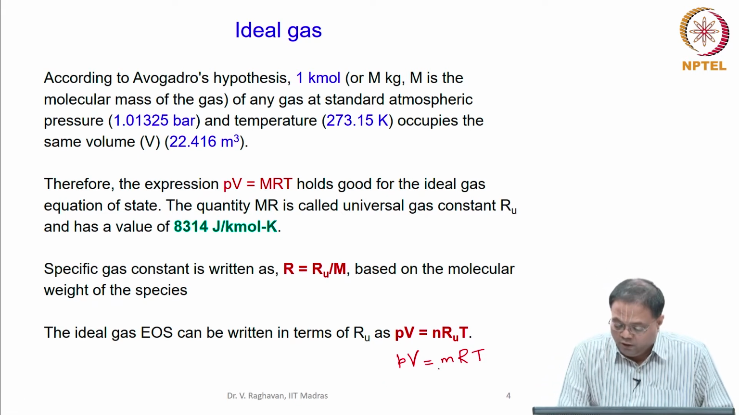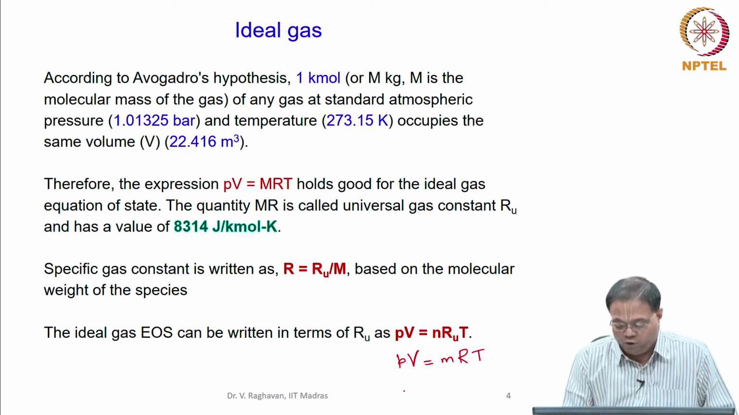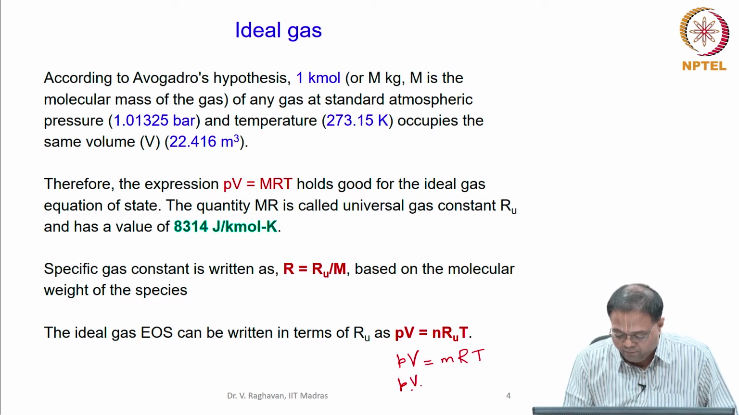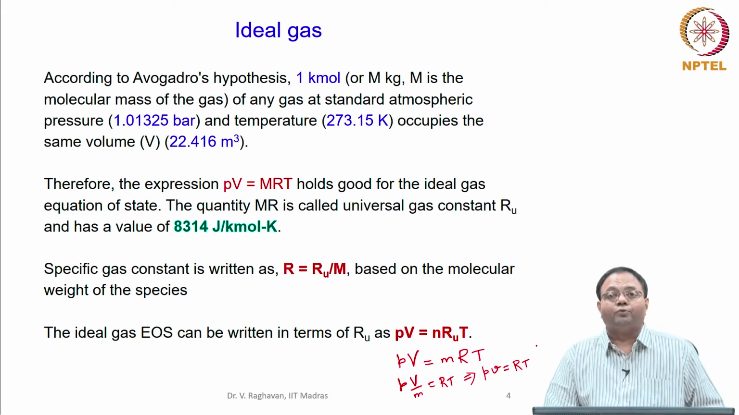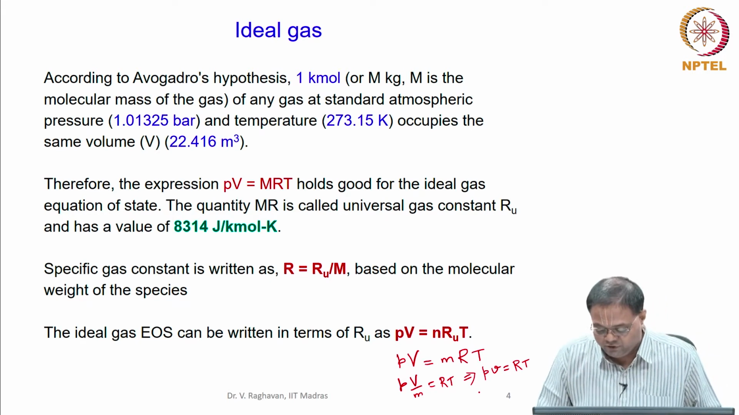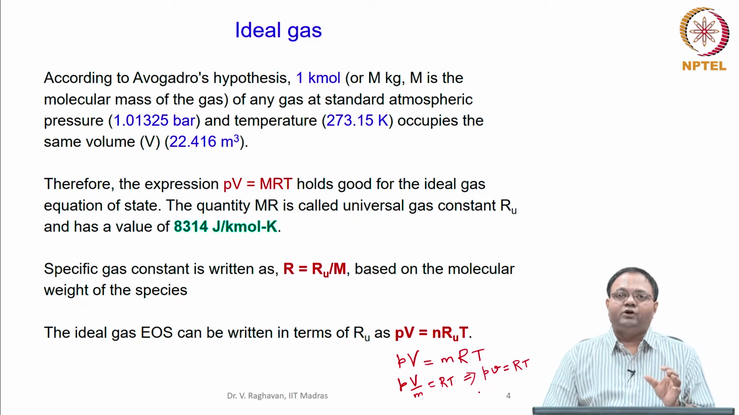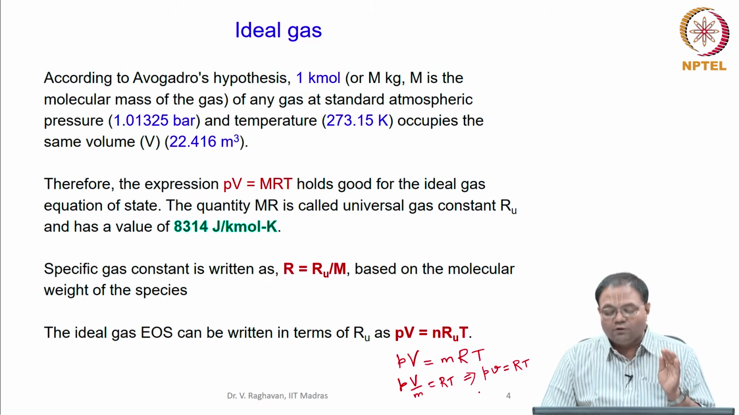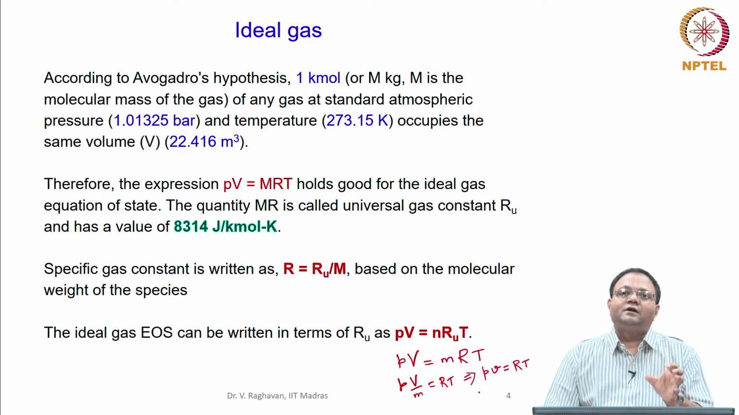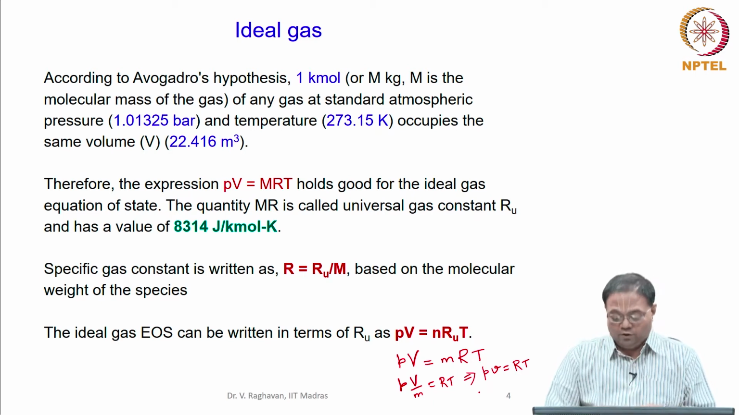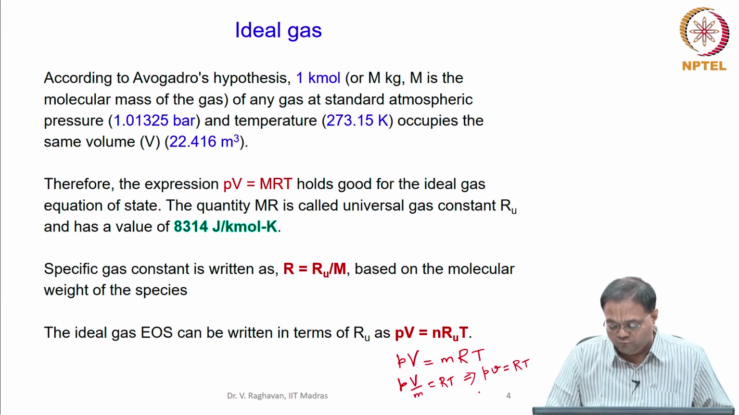Now, dividing by the mass, we can write PV by M equal to RT, which implies P v equal to RT. That is what we previously wrote. So, this is the equation of state, which is very simple in nature, and an ideal gas alone obeys this under certain circumstances, in the range of temperatures and pressures where the densities are low enough. There are several ways to write the equation of state.